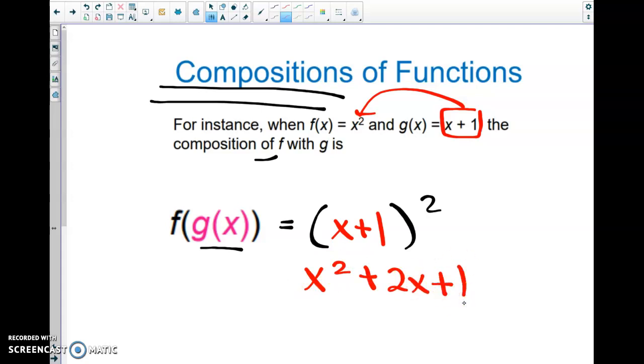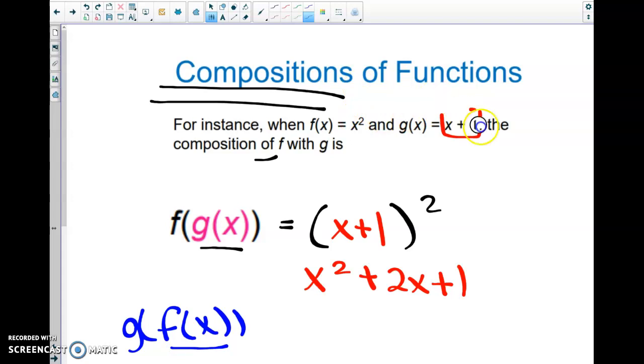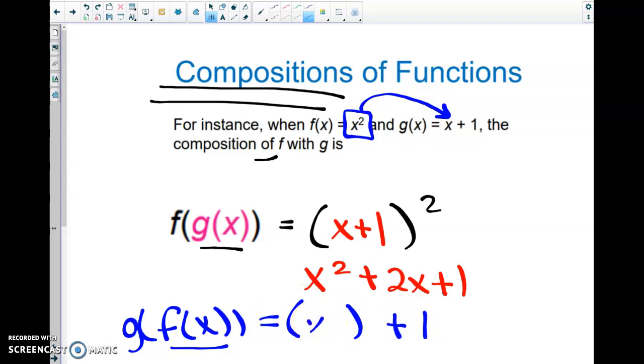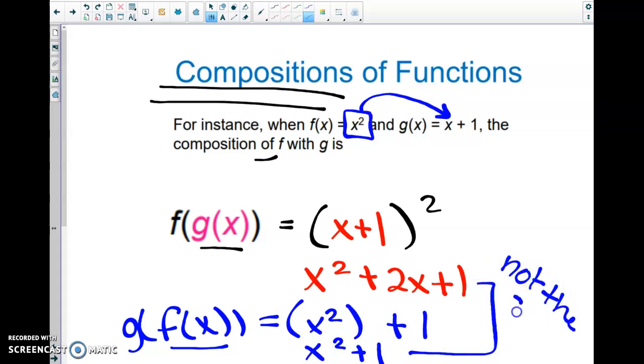If I said find g of f of x, you are taking f and you are plugging it in for the g function. So f is x squared, and you are replacing g's x with x squared. So this one would be something plus 1, x squared plus 1. So this function is x squared plus 1. Notice these are not the same. Pause and write that down and highlight this exclamation point. They are not the same. So composition of functions is not commutative.